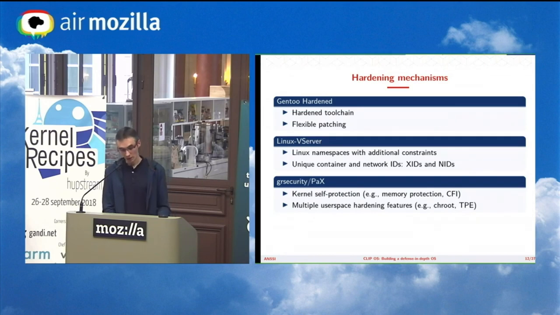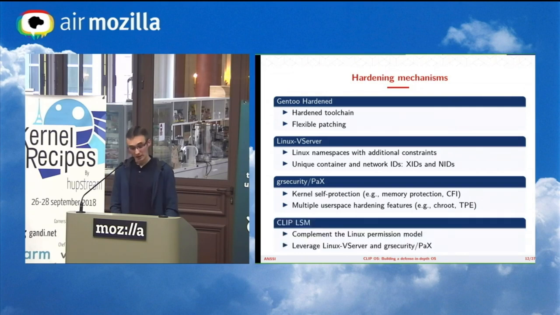For CLIP OS, we also rely on kernel hardening provided by the GRSEC patch, the GRSEC patch and PaX, which allow to improve the protection on the kernel memory and user space memory, as well as some other interesting features. It also brings some interesting properties to help secure user space and harden it. For example, a hardened chroot or even a trusted path execution feature. And on top of that, we also wrote our own LSM, our own Linux security module.